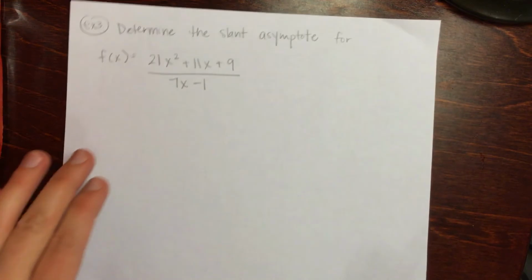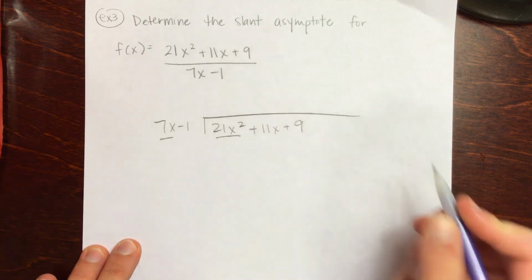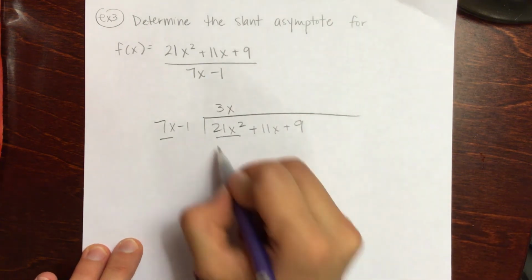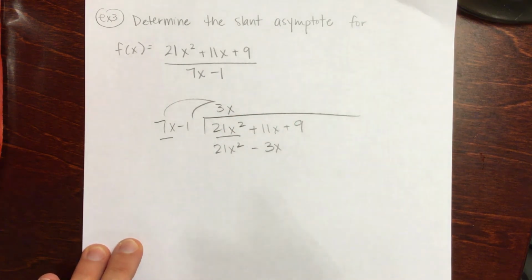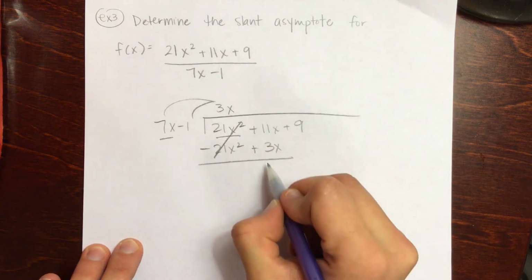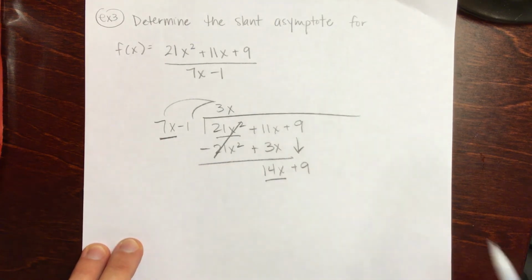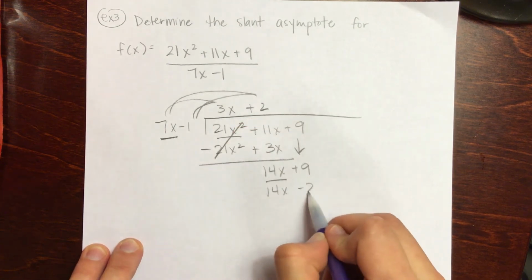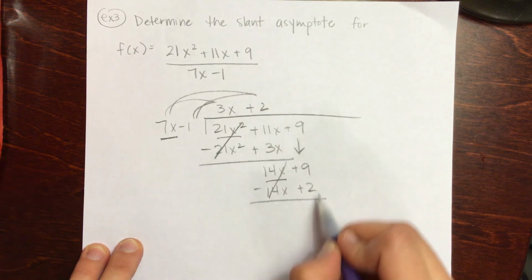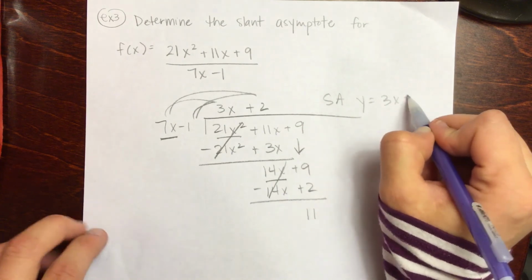All right, let's do one last example just for you to have another example. Determine the slant asymptote, so I'm going to do long division. All right, 7x times what is 21x squared? So I'll distribute. Subtract, which means change your signs, and bring down your unused terms. All right, 7x times what is 14x? Distribute. Subtract, which means change your signs, and add. So my slant asymptote is y equals 3x plus 2.